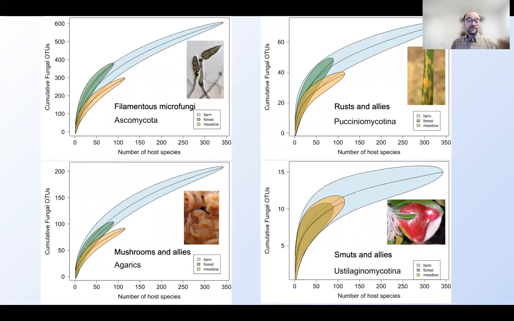If we break that down into major guilds of fungi, we see pretty much the same pattern all the way through. The filamentous microfungi, these ascomycetes that are common on plants, mushrooms and their allies that live inside plant leaves, the biotrophic rusts and their allies, and smuts and some really interesting yeast allies. All of them show these similar patterns. And we'll come back and talk a little bit about some of these guilds later in the talk.